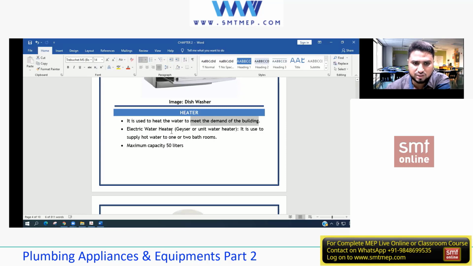Now an electrical water heater or a geyser or unit water heater is used to supply hot water to one or two bathrooms. I can say anything, EWH, electrical water heater, or unit water heater, or a geyser. It's one and the same thing. What we have in our individual bathrooms is nothing but a geyser. So that is only recommended for individual bathrooms.